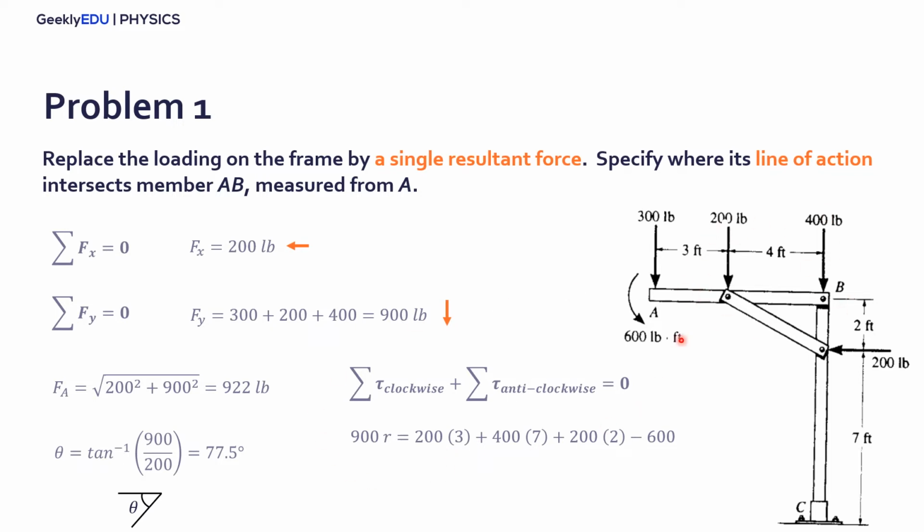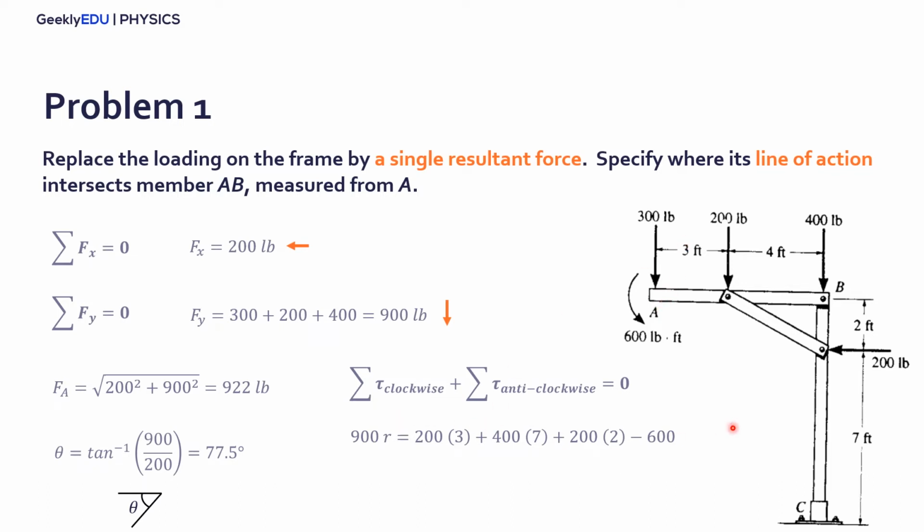So it's the 200 times 3 feet plus the 400 times 7 feet, plus the 200 right here times 2 feet, that's the lever arm we have here, minus this torque that's being applied at A, 600. Note that this load does not interfere because it's being applied exactly at point A, so it has no effect.